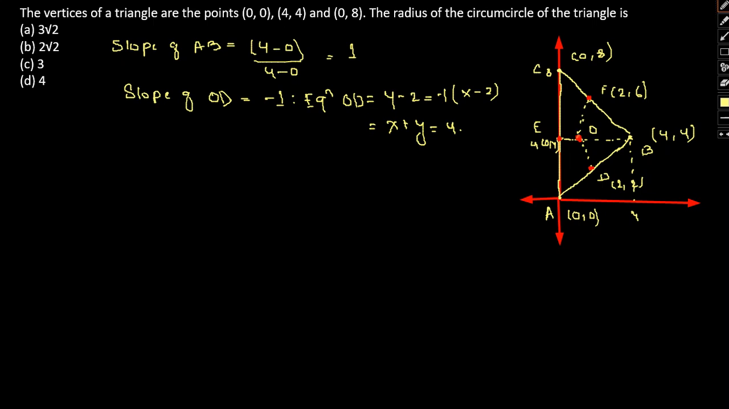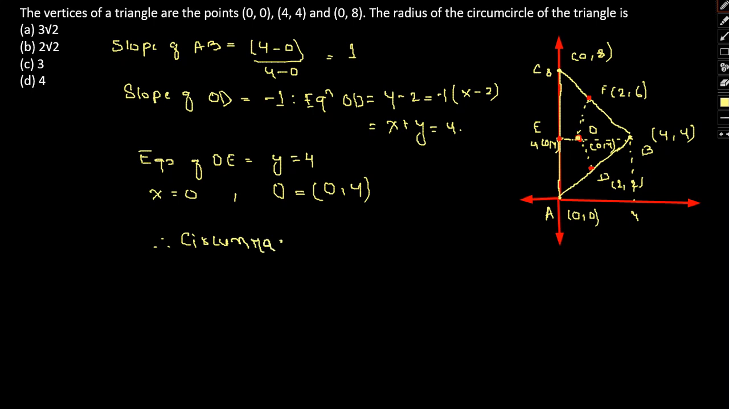Again, the equation of OE will simply be y equal to 4. Now if we solve both these equations, OD and OE, we get x equal to 0. So therefore this particular point, O, will be (0, 4). So therefore the circumradius is 4. So option D is the correct answer.